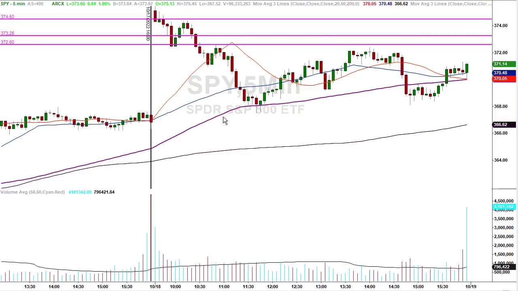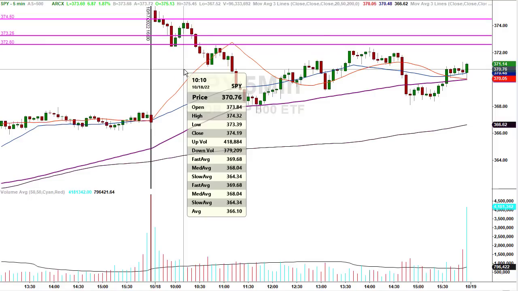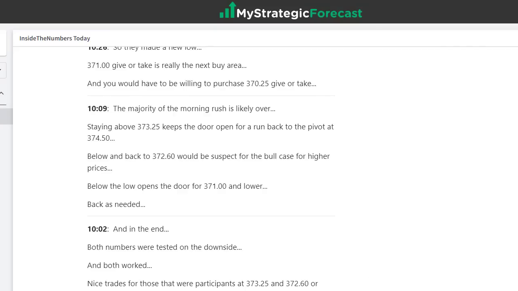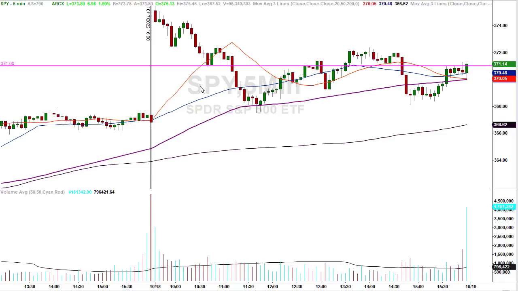Now that was at 10:09. So this is where we're saying it up here, the 10:10 candle: if they come back to 372.60, the bull case will be suspect at that point. What happened? It was suspect at best. Below and back to the 372.60 opens the door for 371 and lower.